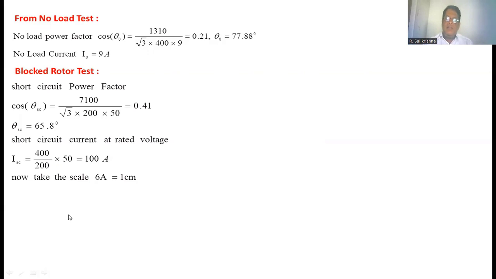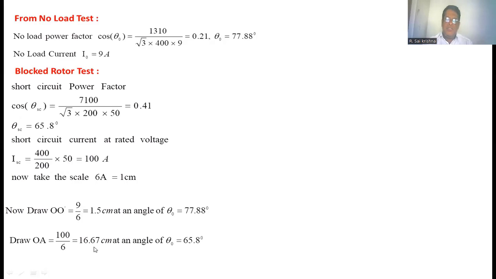Now we take the scale of 6 amperes equal to 1 centimeter. This is the current scale. With the help of this scale, we convert the 9 ampere no load current into centimeters. So 9 by 6 equals 1.5 centimeters at an angle of 77.88 degrees. So we draw O dash with a length of 1.5 centimeters and an angle of 77.88 degrees with the vertical axis, that is the y axis. In the same manner, we convert the short circuit current of 100 amperes into centimeters. So 100 by 6 gives 16.67 centimeters at an angle of theta S equal to 65.8 degrees. With the help of these two values and angles, we are going to develop the circle diagram of the induction motor.